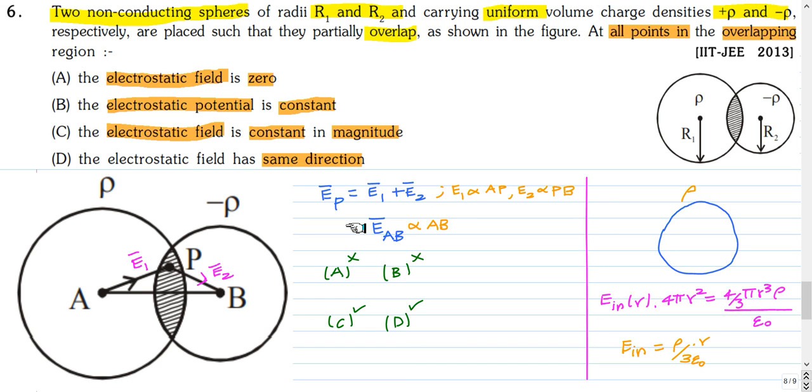So the net field is proportional to AB: the direction is uniform for all the points in this overlapping region, and the magnitude is also constant as it depends only on the distance AB. So option C, which says the electrostatic field is constant in magnitude, is correct, and option D, which says the direction is the same, is also true. So the correct options are C and D.